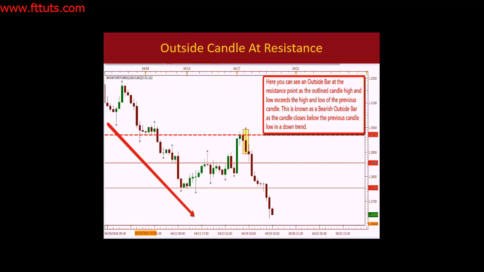Outside candle at resistance. Here, you can see an outside bar at the resistance point as the outside candle high and low exceeds the high and low of the previous candle. This is known as a bearish outside bar, as the candle closes below the previous candle low in a downtrend.